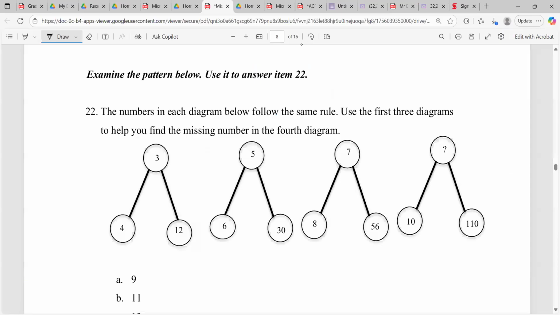Examine the pattern below. Use it to answer item 22. The numbers in each diagram below follow the same rule. Use the first 3 diagrams to help you find the missing number in the 4th diagram. So examine the pattern and then you can go ahead.